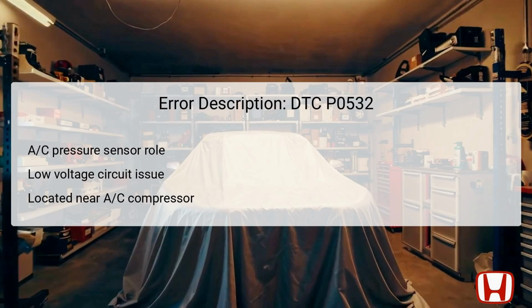This low voltage indicates that the sensor might not be supplying accurate pressure readings, which can lead to improper functioning of the air conditioning system, such as failure to cool effectively. Understanding the role and location of the AC pressure sensor is crucial for accurate identification and resolution of this error.